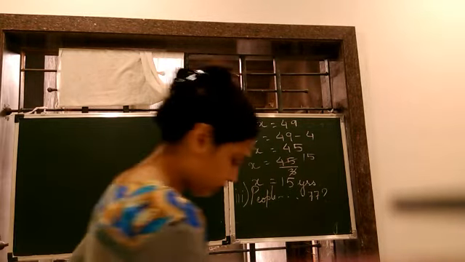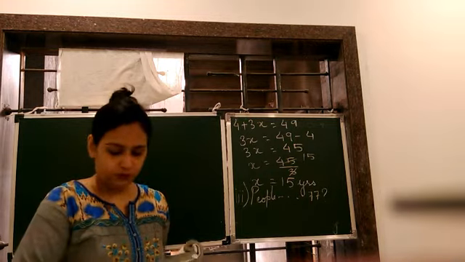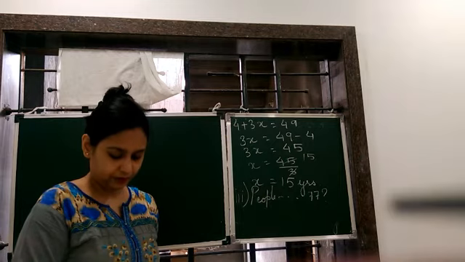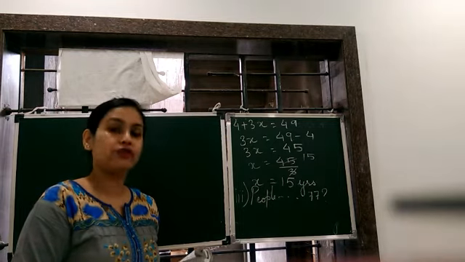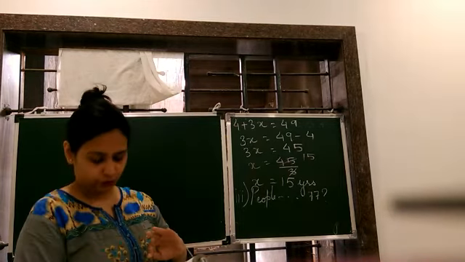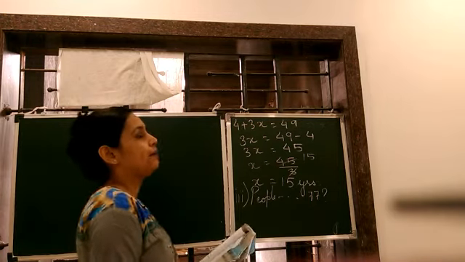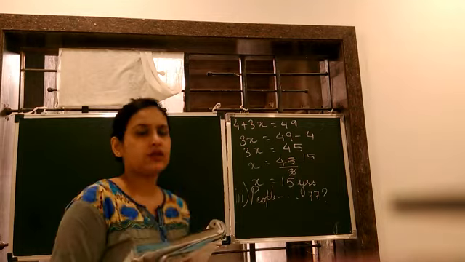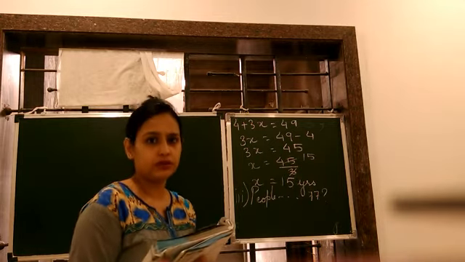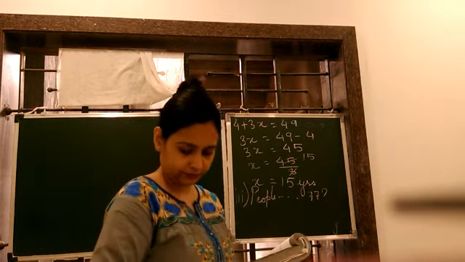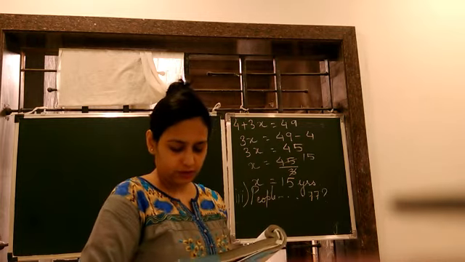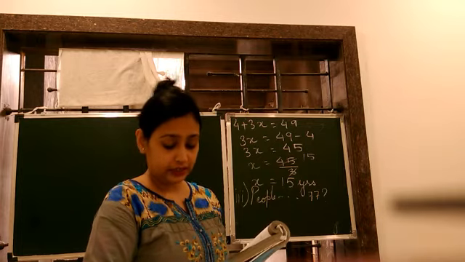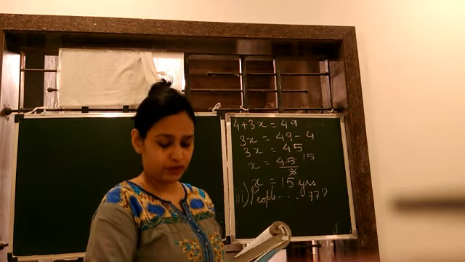Some of the trees were fruit trees. The number of non-fruit trees, meaning some are fruit trees and some are non-fruit trees. Fruit trees, for example, you can take mango, banana, apple. And non-fruit, for example, ashoka. So the number of non-fruit trees were 2 more than 3 times the number of fruit trees.